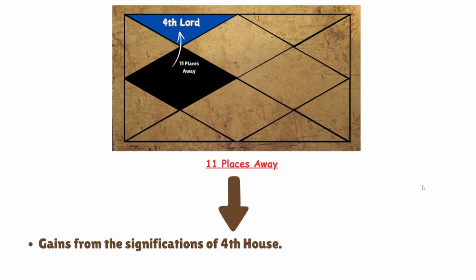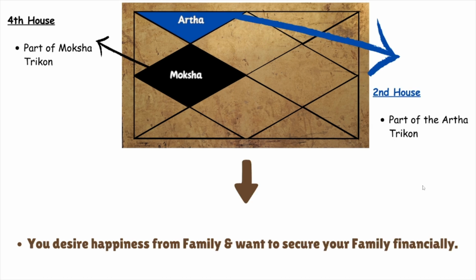Now, the fourth lord is going 11 places away and sitting in the second house. 11 places away always shows some form of gain. So, you are definitely going to gain from the significations of the fourth house, such as material comforts, luxury, all of that. If the dignity is good and you have favorable planets supporting the placement, then this is a very good placement. Now, the fourth house is part of the Moksha Trikon and the second house is part of the Artha Trikon.